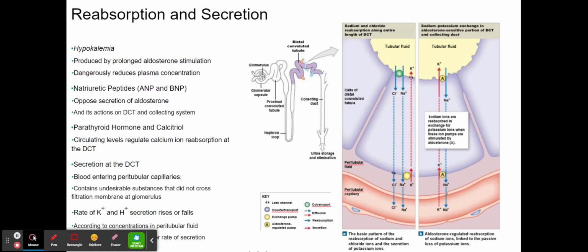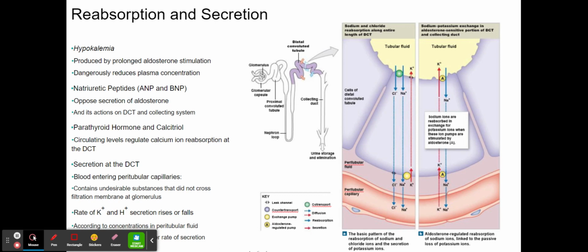The blood entering the peritubular capillaries still contains a number of potentially undesirable substances that did not cross the filtration membrane at the glomerulus. In most cases, the concentration of these substances are too low to cause physiological problems. However, any ions or compounds in the peritubular capillaries will diffuse into the peritubular fluid. If those concentrations become too high, the tubular cells may absorb these substances from the peritubular fluid and secrete them into the tubular fluid. Table 26-3, which you'll see soon, lists some of the substances secreted into tubular fluid by the proximal and distal convoluted tubules.